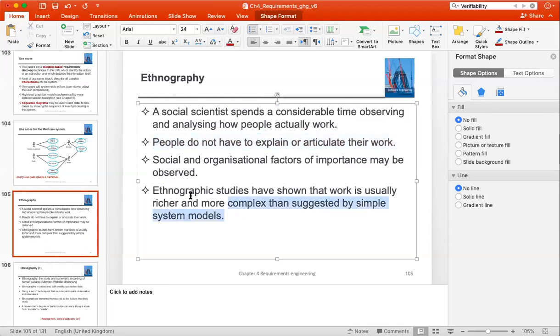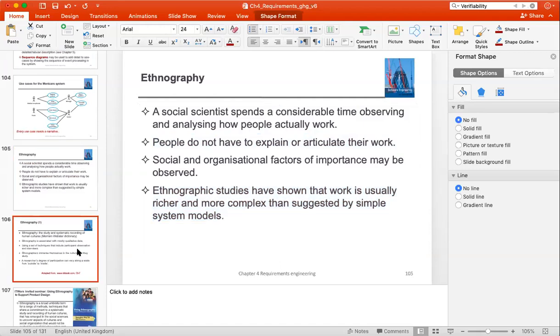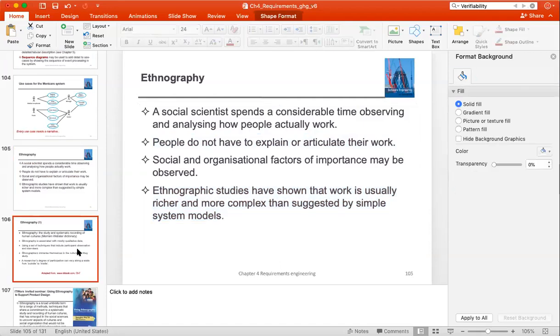Now, ethnographic studies of systems or domains of work have shown that work is actually more than just a formal description or a formal system model. There's a lot of richness in there, things that are not easily observed or not easily articulated. Okay, so there's some stuff here about ethnography.